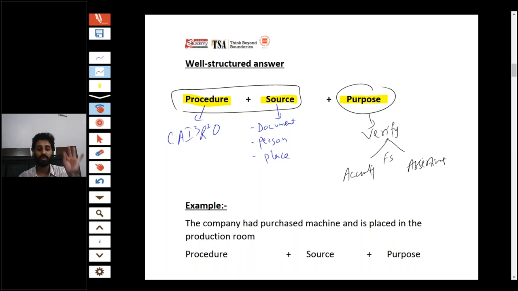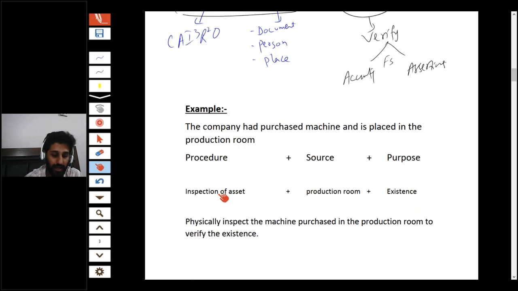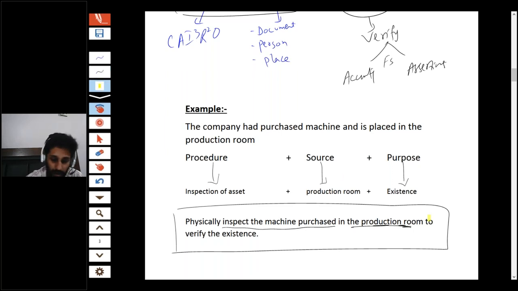Now the well structured answer should cover these elements, and it should be well explained. Now the example is this: the company had purchased the machine and it is placed in the production room. What is the procedure? Inspection of assets. What is the source? Production room. The purpose is the existence. Now this is the well structured answer: physically inspect the machine purchased in the production room to verify the existence, right?